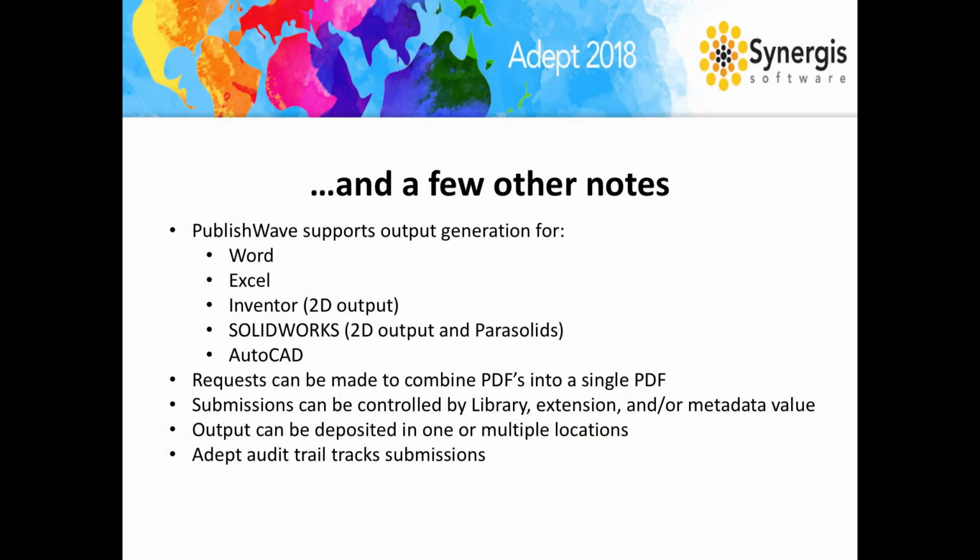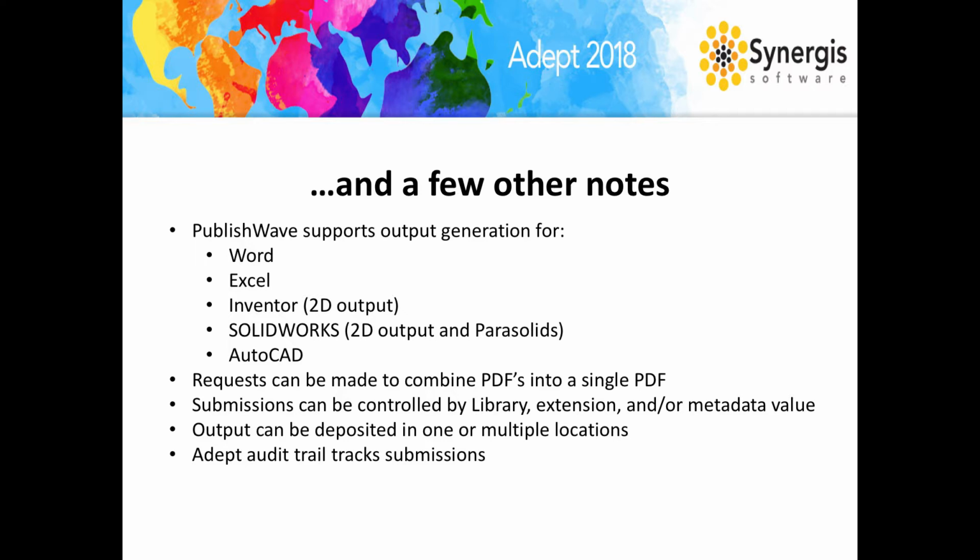So as I get near the end here, just a few other notes about PublishWave. Today, PublishWave supports output from these native file formats. There's an option in the job request form to combine PDFs into one PDF. Some of our customers use that. This is good when sending PDFs to an outside vendor or contractor where they only want to have one PDF. They don't want 30 or 50 separate PDFs. So using PublishWave, you can just combine them all into one and send them that one multi-page PDF.